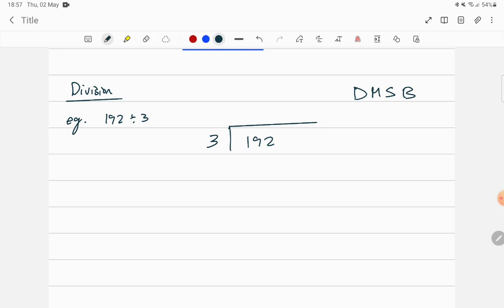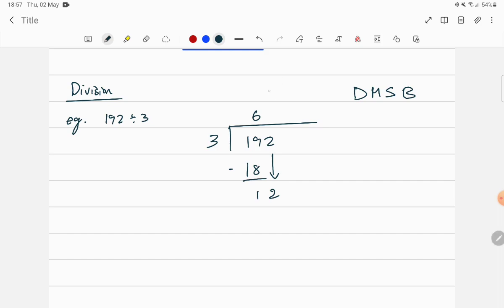So 3 can't go into 1, so we would carry the 1 over to the 9. 3 goes into 19 6 times. 6 times 3 is 18, so that's your multiplication done. And then subtraction, 19 minus 18 is 1. And then B is for bring down, so we would bring down the 2. So that whole process again: division, 3 goes into 19 6 times. Multiplication, 6 times 3 is 18. Subtraction, 19 minus 18 is 1. And then bring down the 2.